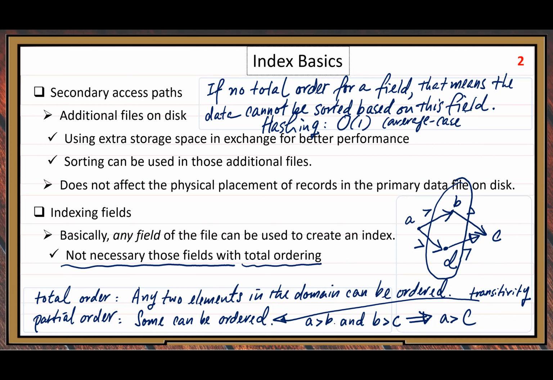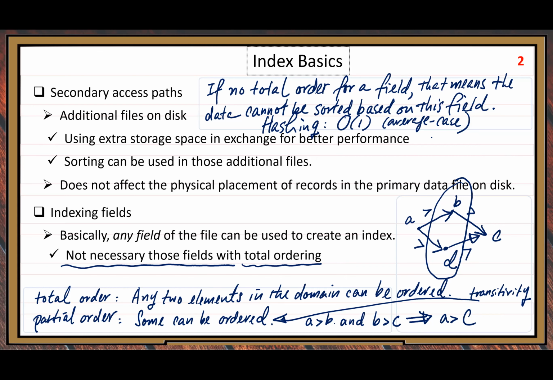Average case, big O of 1. The number of comparisons. Think about even if you have a large number of records, rows. On average, yes, one, two, three, several comparisons, but on average, big O of 1, that number of comparisons. Really fast, hashing.